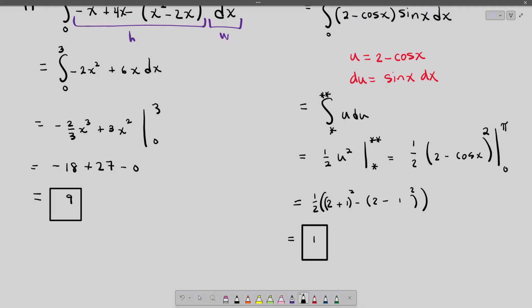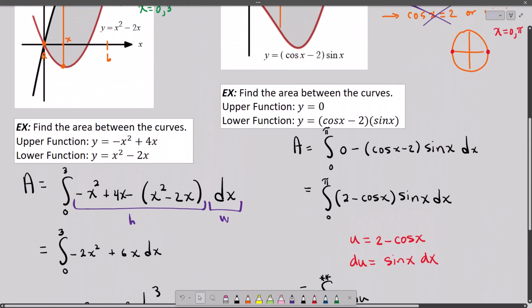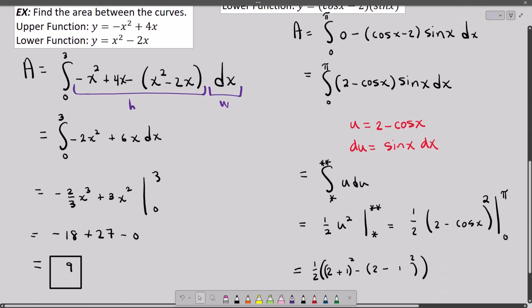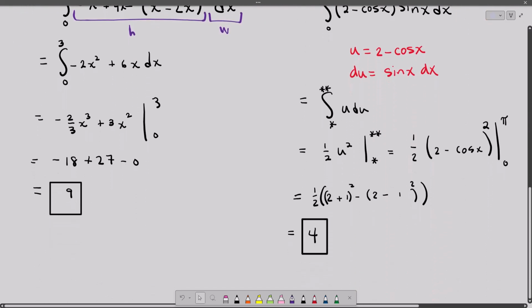So we have the half out in front, and then this is going to be 2 minus minus 1 squared, and then we're going to subtract off 2 minus 1 squared. So that's going to change this number. That's going to be 3 squared, which is 9, and that's 1, so that's going to be 4 then. Do you agree with that? Good call, because that area is definitely more than 1. Do we agree with that?